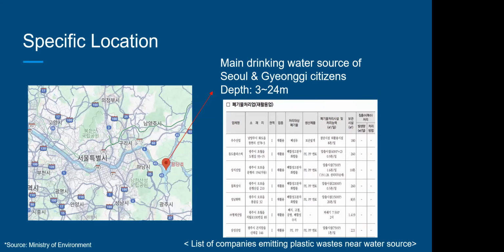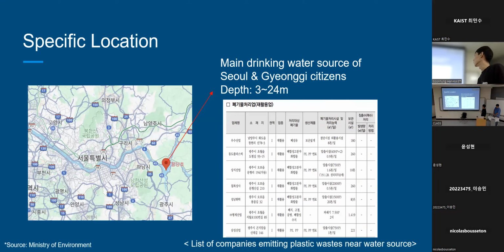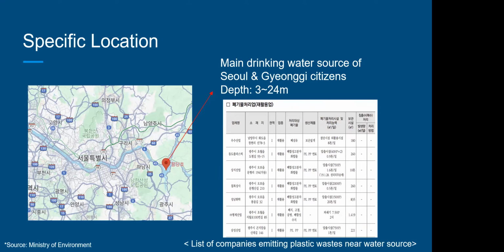The second specific location will be the Hangang and Paldang Lake, because Paldang Lake is the main drinking water source of Seoul and Gyeonggi citizens. And in Korea, half of the people are living near Seoul and Gyeonggi, so we are focused on this area. Following the research, the depth of Paldang Lake or Hangang will be 3 to 24 meters. So the depth will be like this.